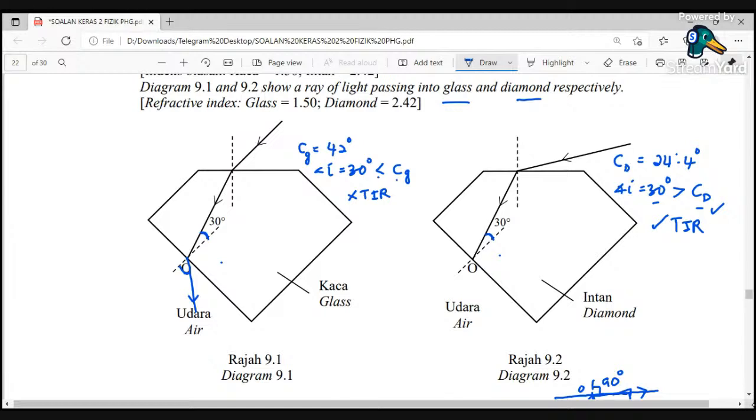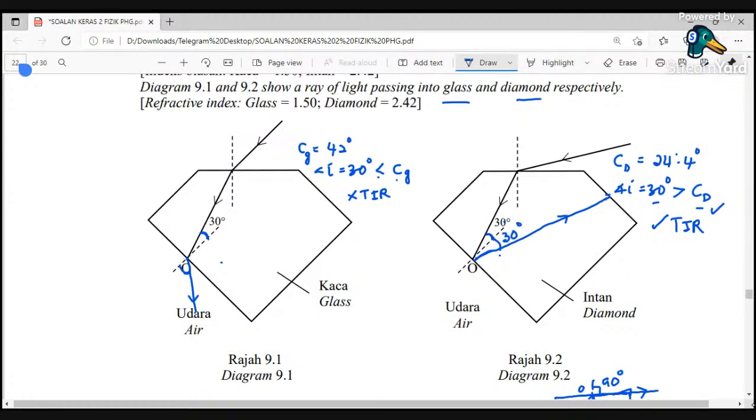So kalau dia reflection, what happens? Obey law of reflection. Angle 30 means angle R also 30. Okay. Kita lukiskan 30 lah. Guna ruler untuk lukis. So dia akan pergi begini dan angle sini juga ialah.